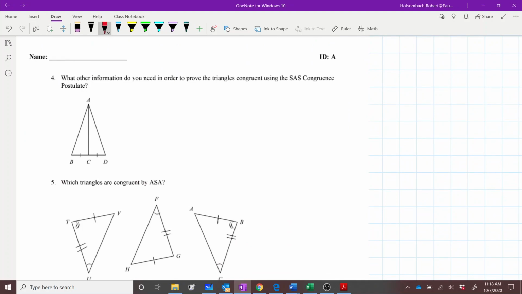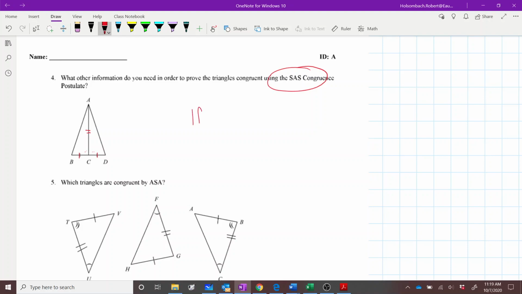Number 4, what other information do you need in order to prove the triangles congruent by side, angle, side? So we need a side, an angle, and a side. Alright, we've got a side in this triangle on the left, and we have a side in this triangle on the right. Both triangles share side AB. So we have two pairs of sides that are congruent to each other. So if we knew this angle measure down here, then the triangles would be congruent by side, angle, side.